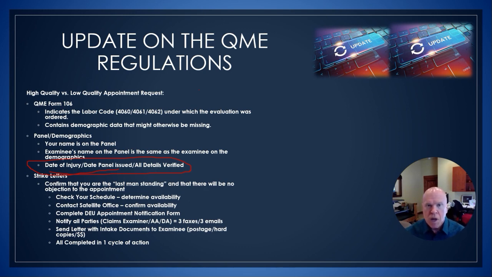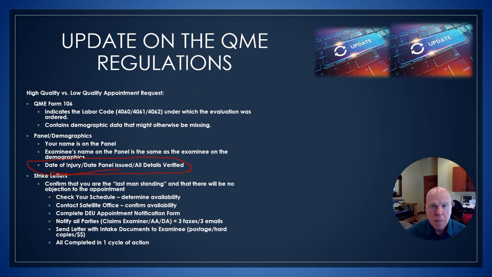Finally, you want to ask for copies of the strike letters. When the parties issue their strike on the panel, they do that by way of issuing a letter to the other party. So not only do they take their pen and strike directly on the QME panel itself, they also issue a letter to the other party explaining what they're doing and who they're striking from the panel. You want to get copies of the strike letters.